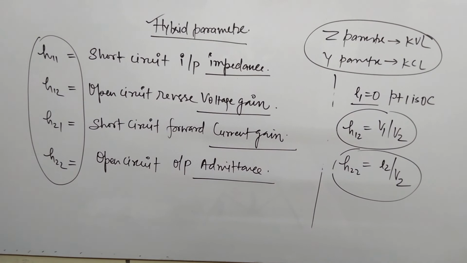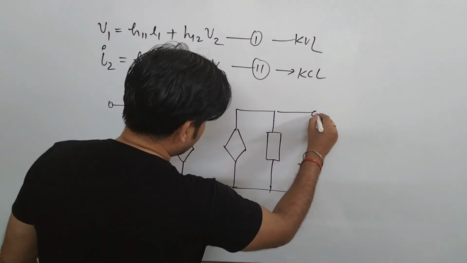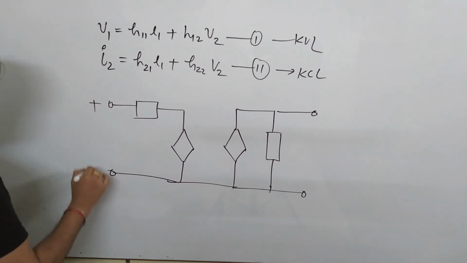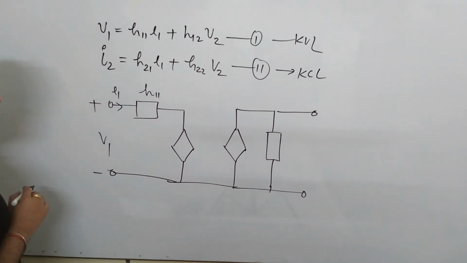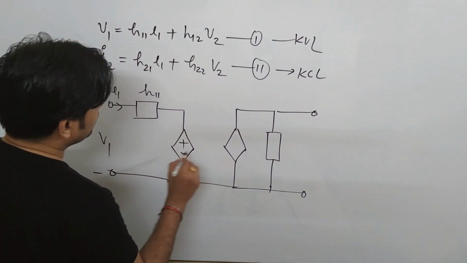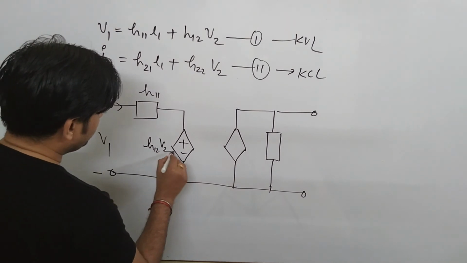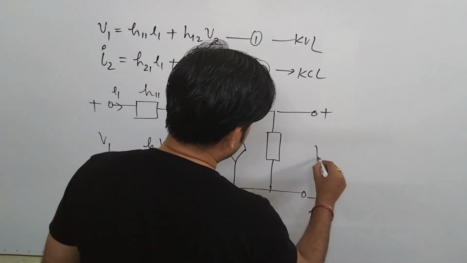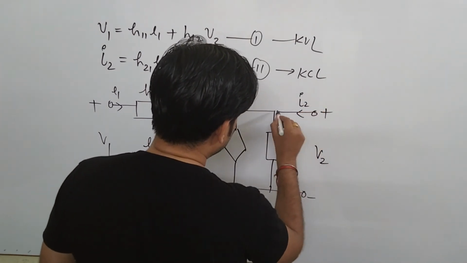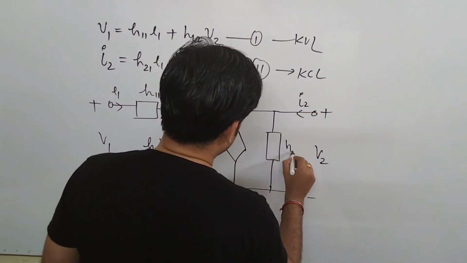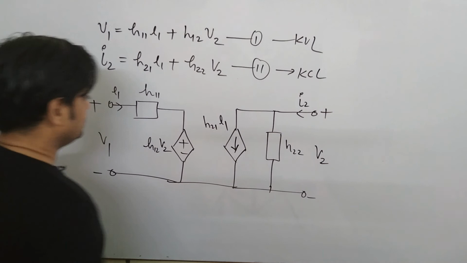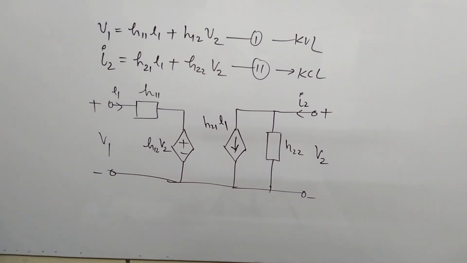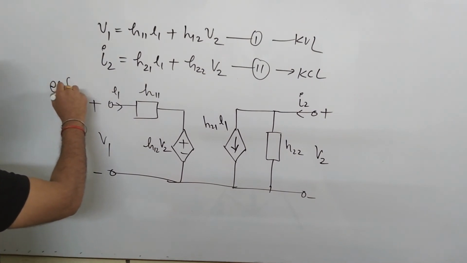You will see its equivalent circuit. This is the port 1 equation. So this is V1, I1, this is H11, and this is a voltage source of H12 V2. This is a kind of current equation, V2, I2, this is your H22, and this current source is known as H21 I1. So like that we have drawn the equivalent circuit. Very important. This is your equivalent circuit.